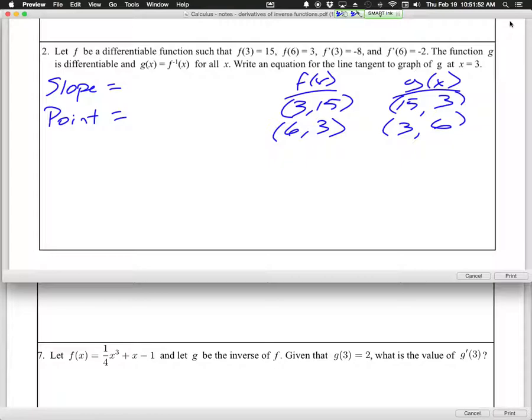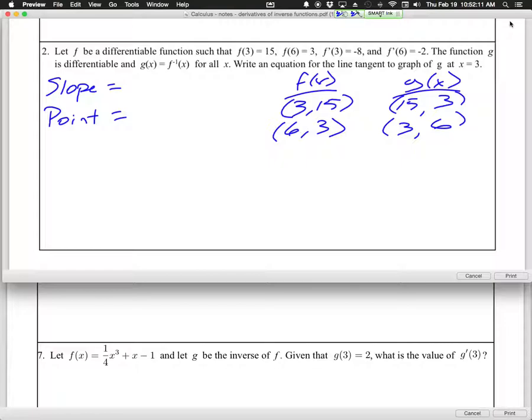Why aren't those g? Those are primes. F prime is not g. F to the negative 1, the inverse, is g. So what is f prime for? We'll get there. It'll come into play here in just a second.